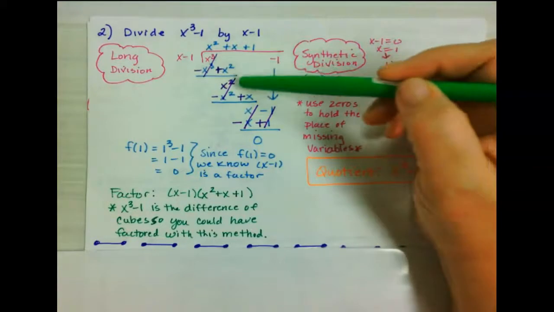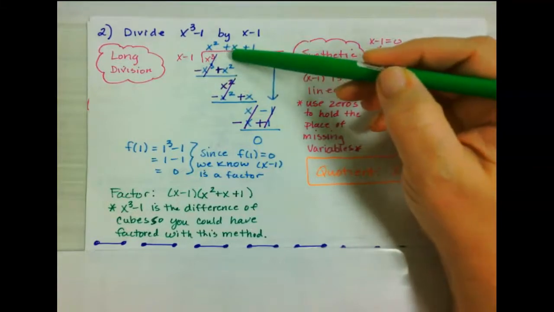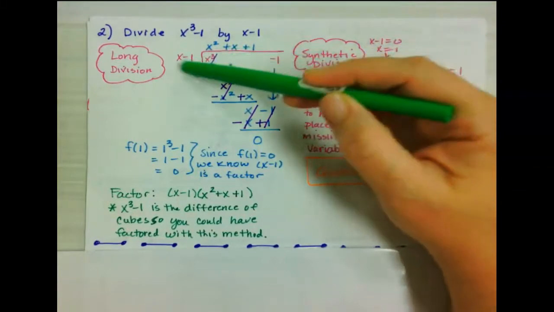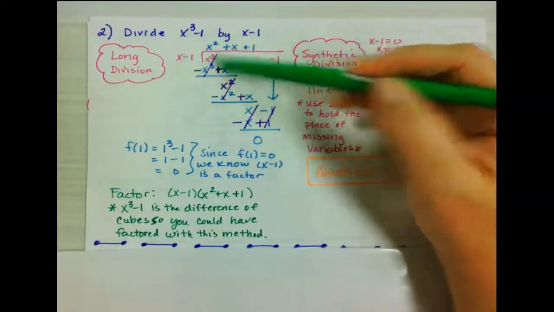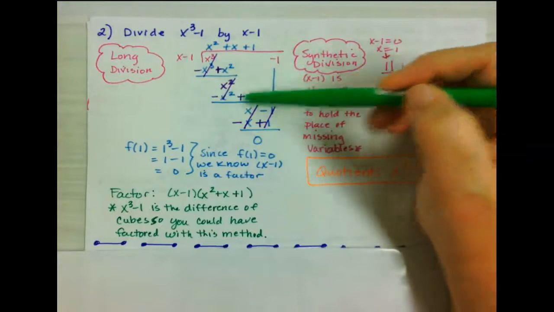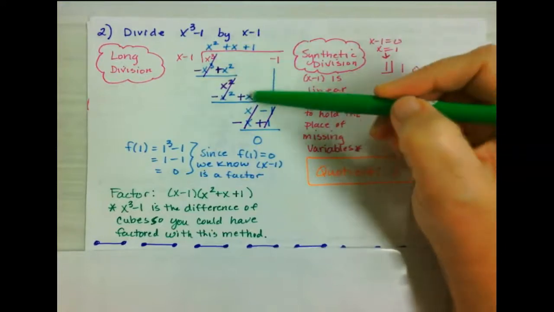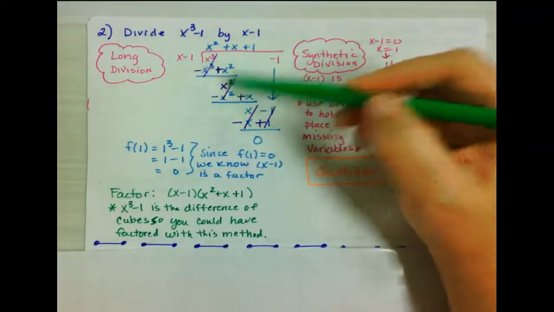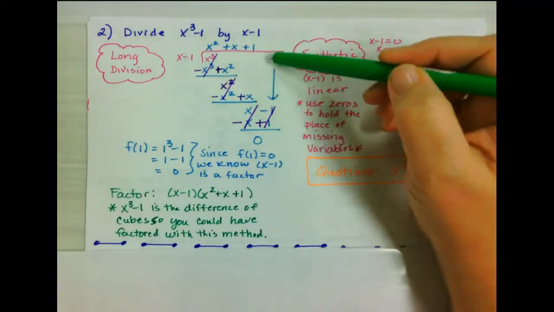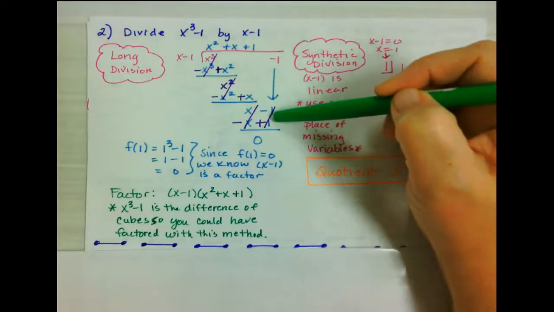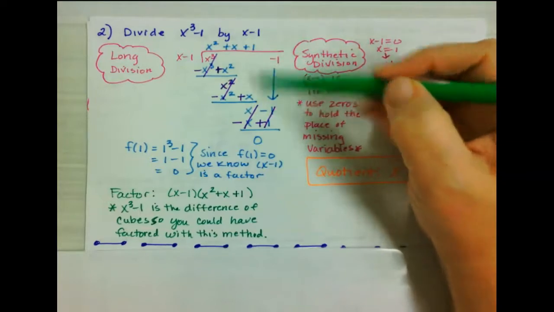x times what is x squared? Well, that's going to be that x right there. And then multiply it through the whole binomial. x times x is x squared. x times negative 1 is negative x, and then we subtract the whole line. So the signs change, and then these two are going to eliminate, and I'm left with an x. Okay, I'm down to my x, and so I'm going to bring my 1 minus 1 down at this point and do the whole thing again.